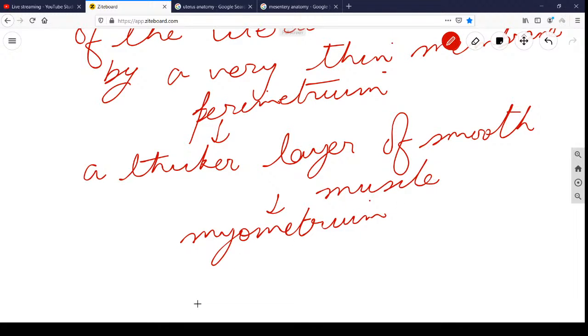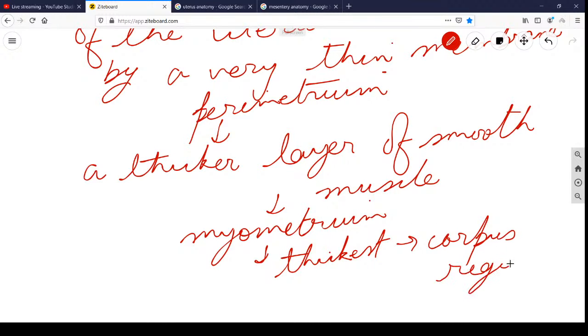Smooth muscle means tapering ends, and it is controlled by the autonomic nervous system, right? So, which is thickest in which region? Again, a great NEET question. The smooth muscle is thickest in which region? It is thickest in the corpus region or body region. Thickest in the corpus region, technically.